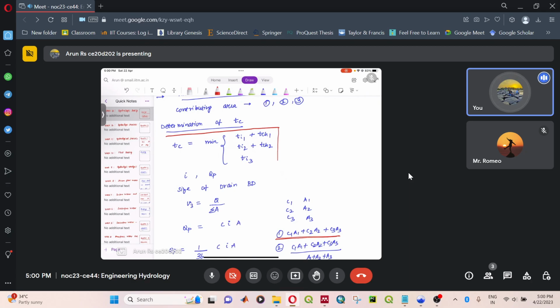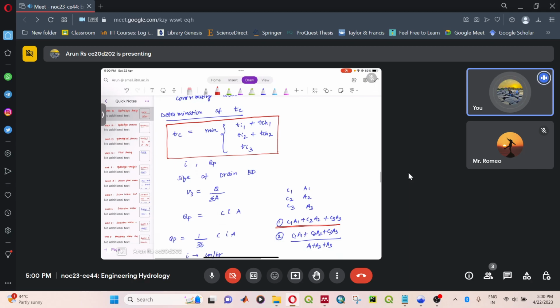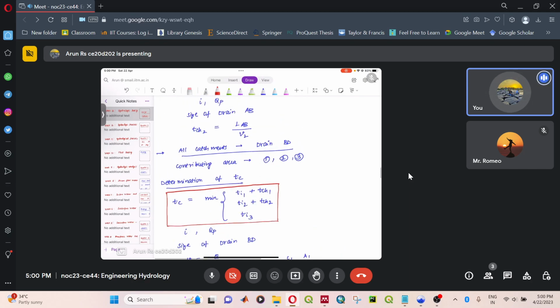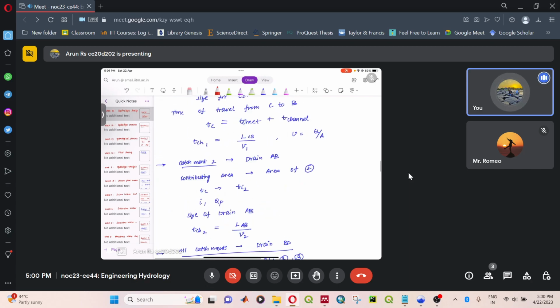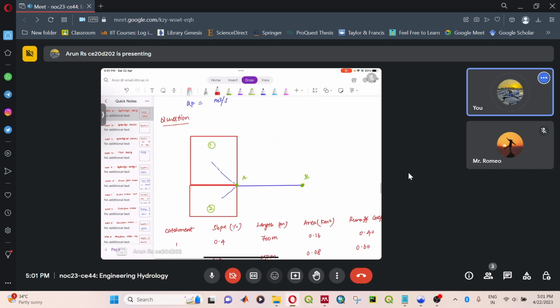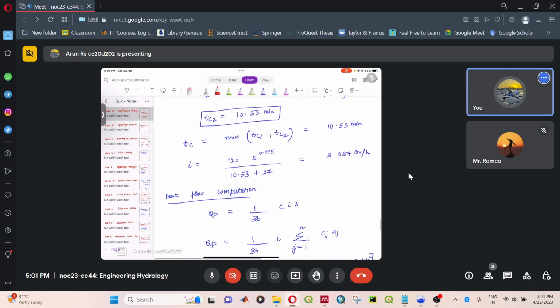Determining the time of concentration for the given catchment is one of the crucial steps which you need to remember. First, we need to find out the contributing area, and whether the catchment has sheet flow and channel flow to the point of interest where we are designing. Then we can find out the time of concentration.